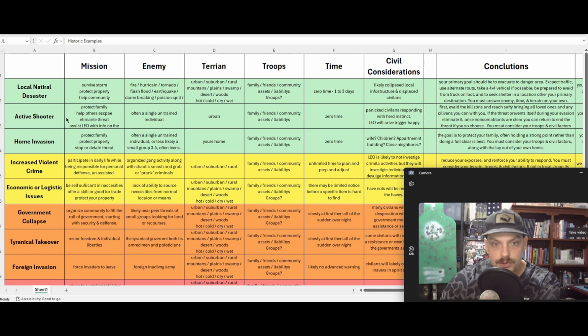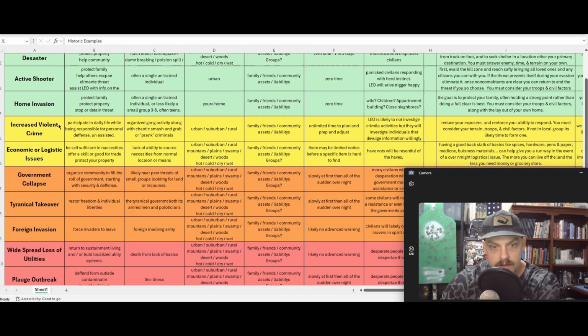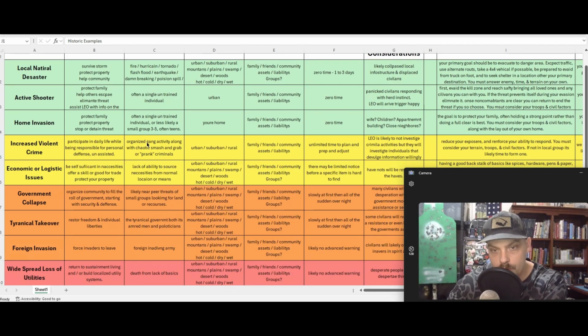All right, moving into the stuff that theoretically could happen and isn't actually happening already. Here in the yellow, we have increased violent crime. So our mission would be to participate in daily life while being responsible for our personal defense, unassisted. The enemy would be organized gang activity along with chaotic smash and grab or prank criminals.